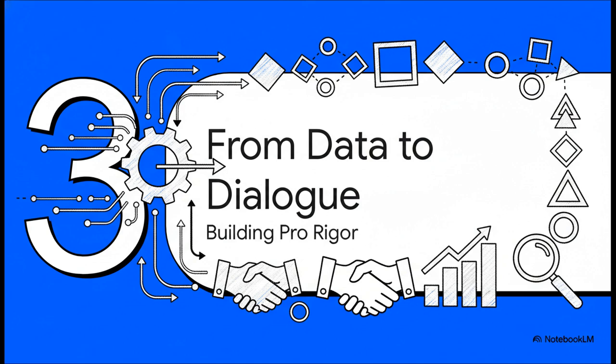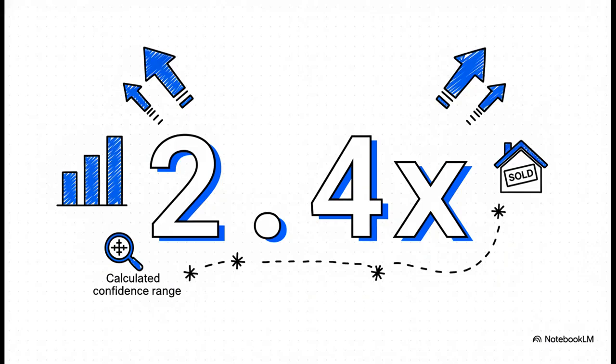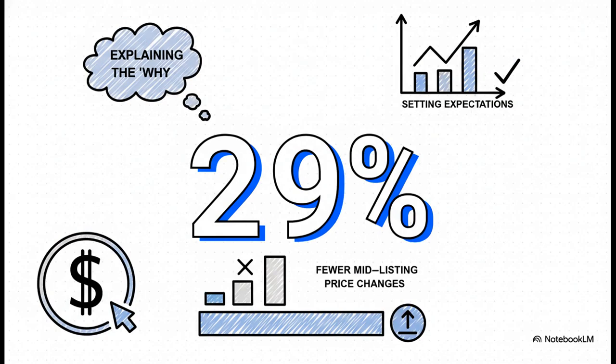It matters because when you can explain the methodology behind the number, not just the number itself, you build this incredible foundation of professional rigor and, most importantly, client trust. And the proof is right there in the performance. The data shows that properties priced inside their calculated confidence range sell 2.4 times faster than properties priced outside of it. I mean, come on, this methodology just plain works. And here's the real payoff for your business. When you can explain the why behind the range right up front, agents see 29% fewer requests for those painful mid-listing price changes. You're setting expectations based on data, not just plucking a number out of thin air.